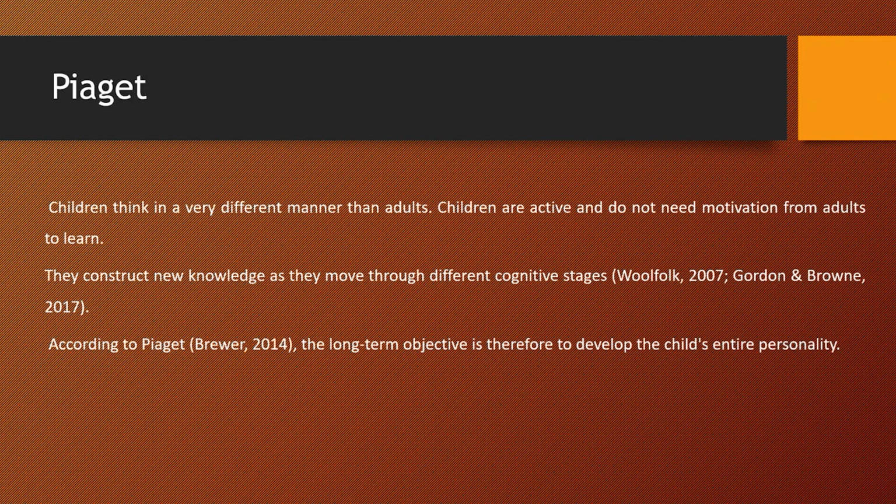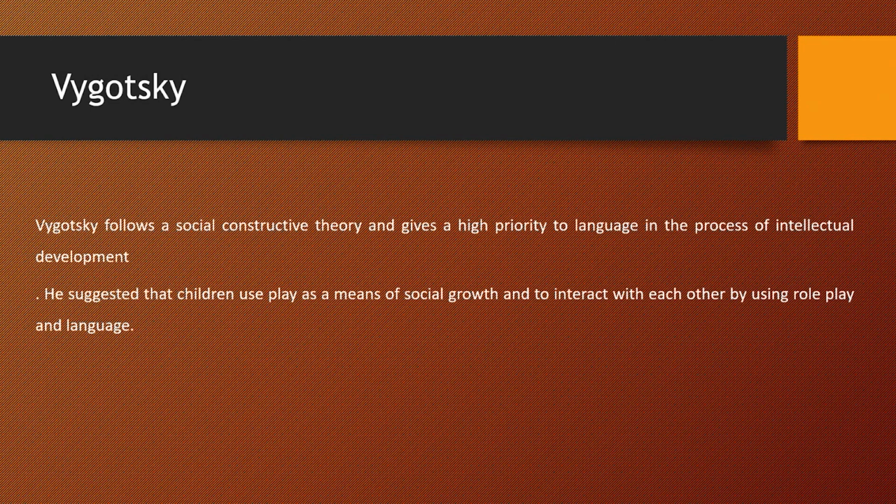Children need to think in a very different manner than adults, which they do, and children are active and do not need motivation from adults to learn. They construct new knowledge as they move through different cognitive stages. According to Piaget, the long-term objective is therefore to develop the child's entire personality.